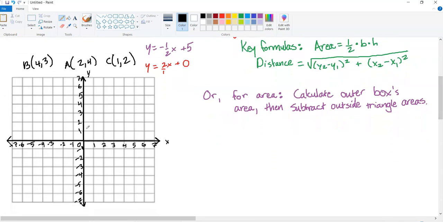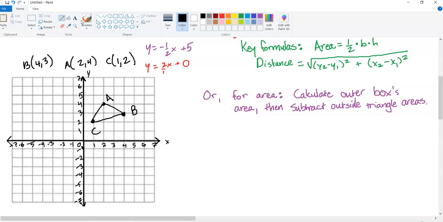So on my work area, I might use graph paper for this as well, and I might just do a little grid with this main triangle, ABC, just because this actually is easier for me. So there's A, B is at 4, 3, and C is at 1, 2. There we are. There's my triangle. So, how am I going to get the area?